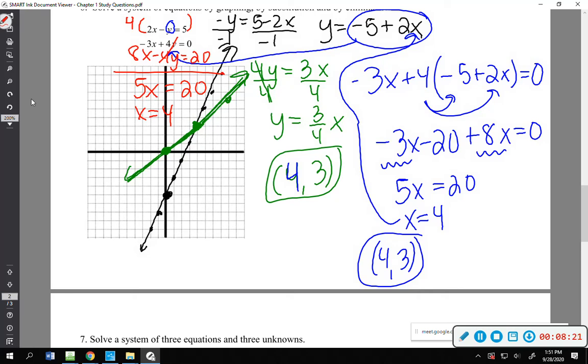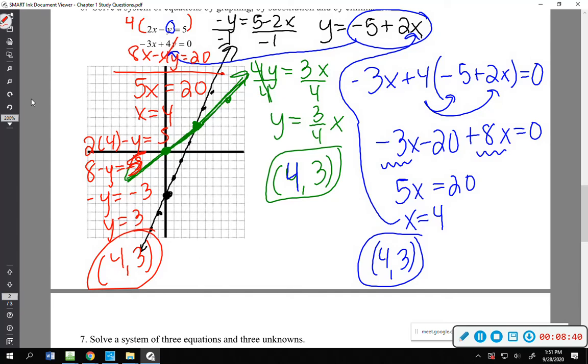All right, plug that back into the top equation. 2 times 4 is 8. Minus y equals 5. Subtract 8 from both sides. We get -3, so we get y equals 3. Which is good because that's exactly what we got for all of our other methods. I know there wasn't that much space there, sorry.